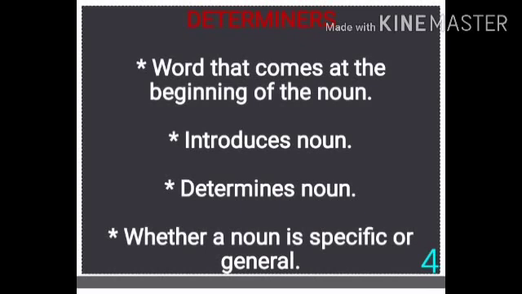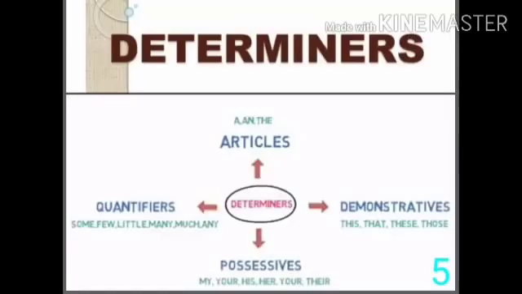So we can conclude that determiners are words that come at the beginning of the noun, hence basically introduce a noun that determines the noun, that is whether a noun is specific or general. These are the 4 important things which you must understand about determiners. Now, determiners are basically divided into 4 types.